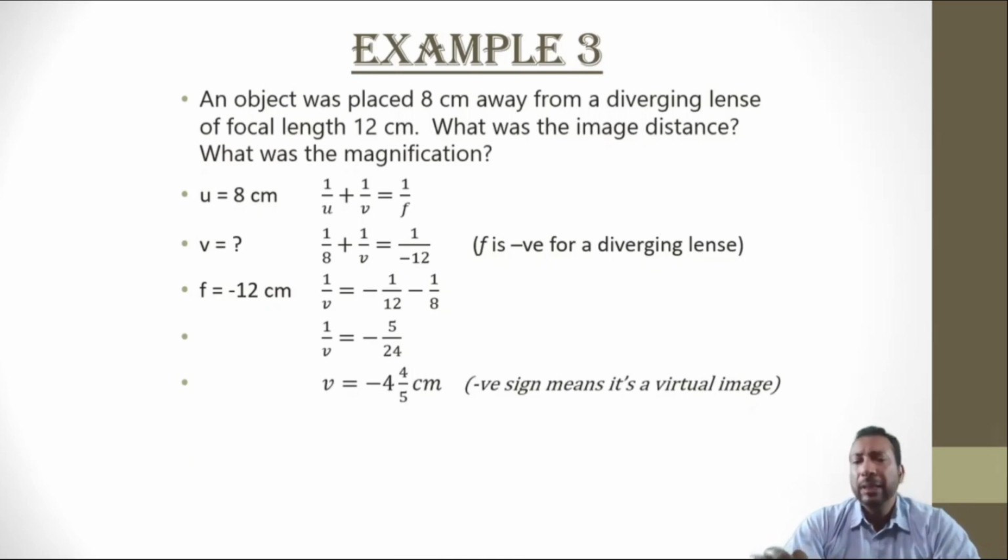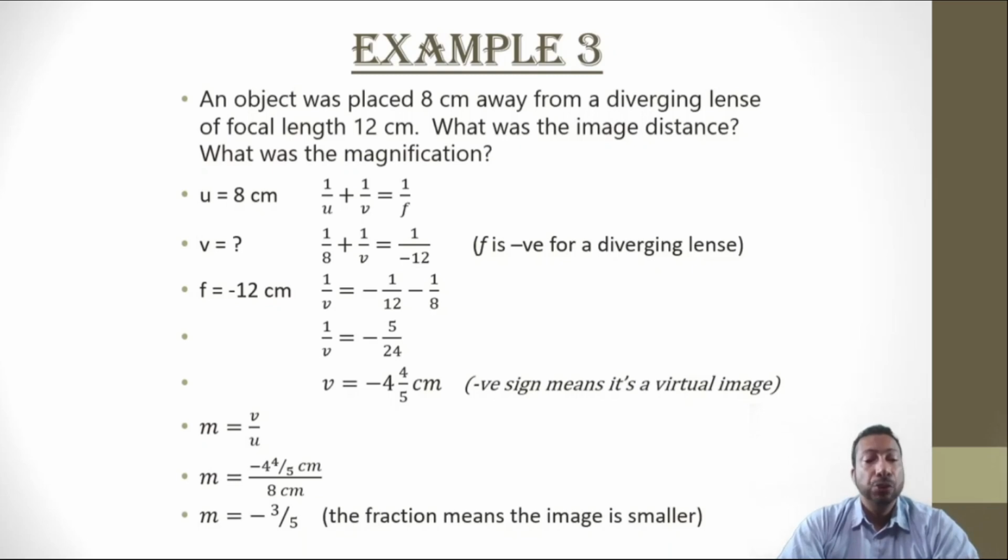This negative sign that we get means that it is actually a virtual image. And that is actually the case for diverging lenses. Diverging lenses can only produce a virtual image. Then the magnification, we have m is equal to v over u. So negative 4 4/5 divided by 8 will give us negative 3/5. Here, we notice that our answer is a fraction, a proper fraction in particular. And all that means is that our image was actually smaller than our object. That is not always the case for a virtual image. It depends on what type of lens produces the virtual image.